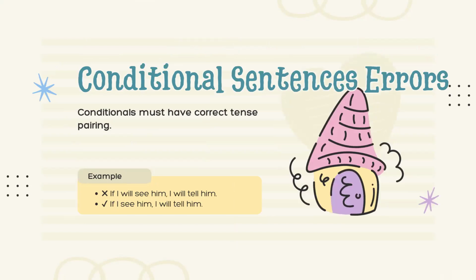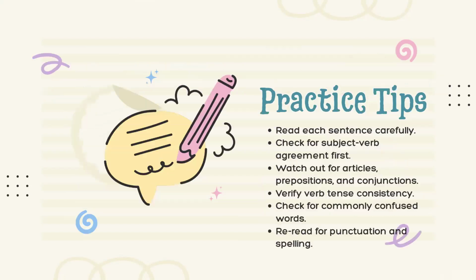Let's move on to the conditional sentence errors. Conditionals must have correct tense pairing. So for that, you have to be well versed in the conditional forms. "If I will see him, I will tell him" is a wrong one, because remember the if clause uses simple present when the result clause uses future tense. So you have to be thorough with the conditional sentence structures. That is very important.